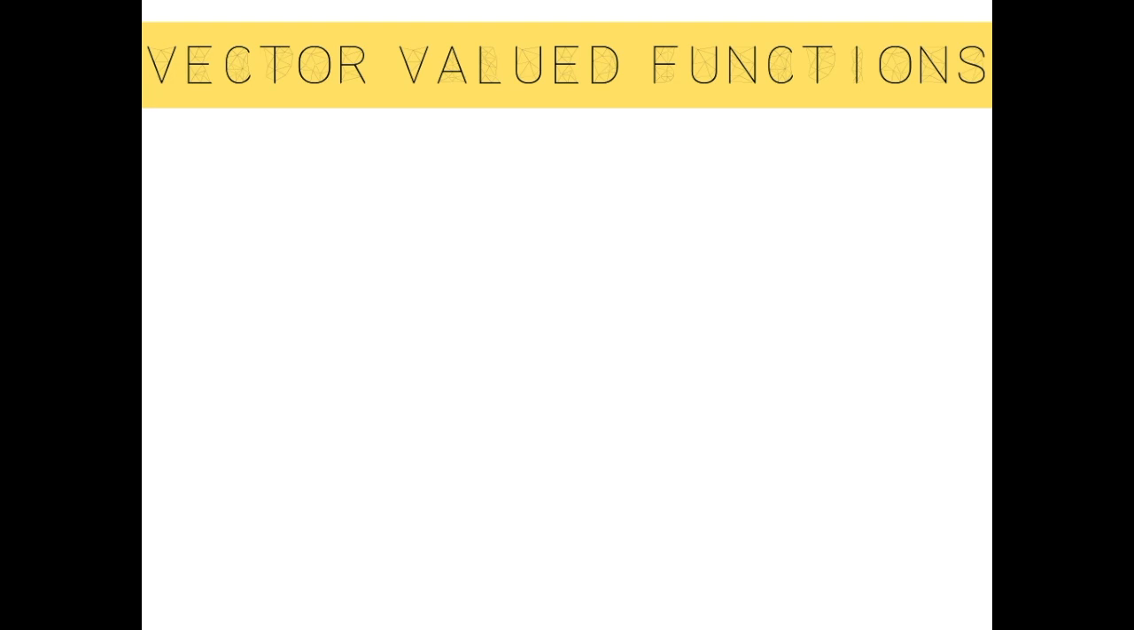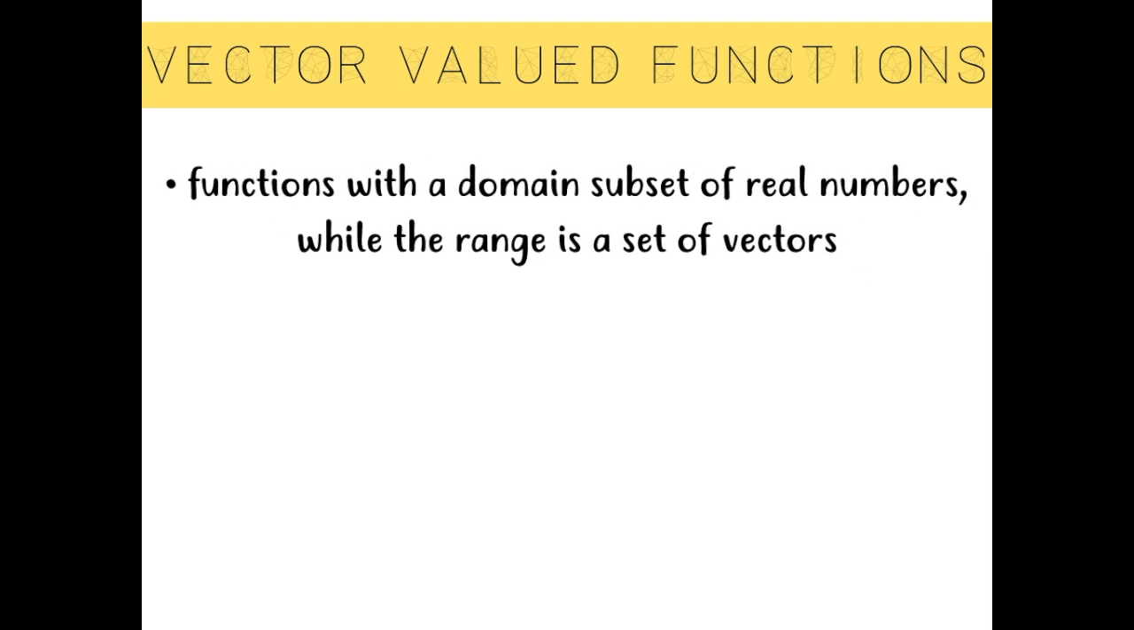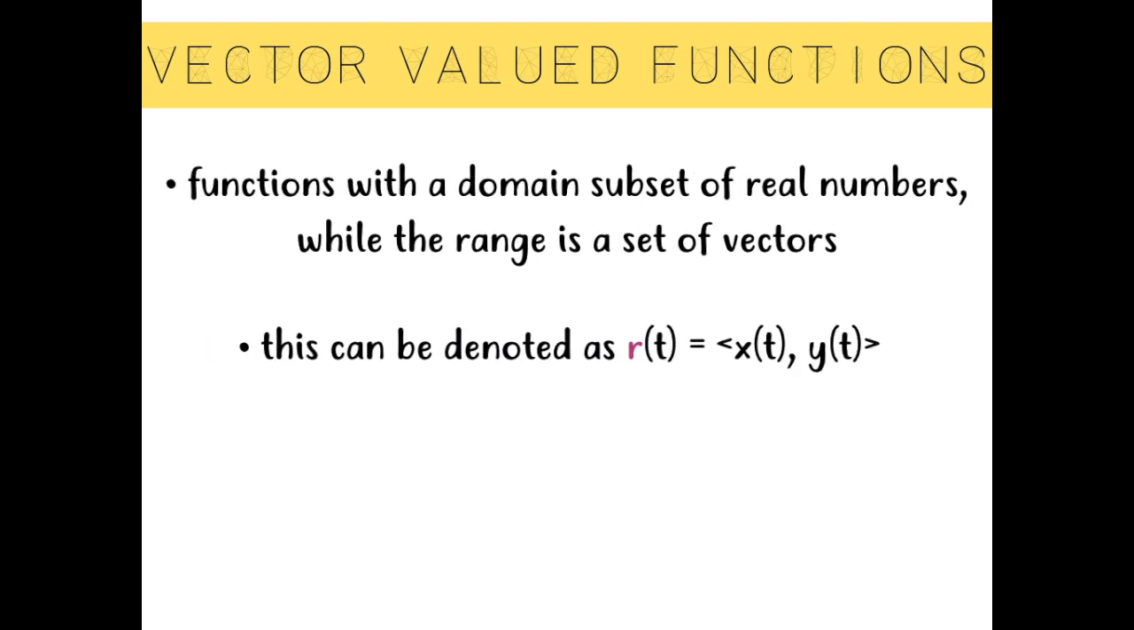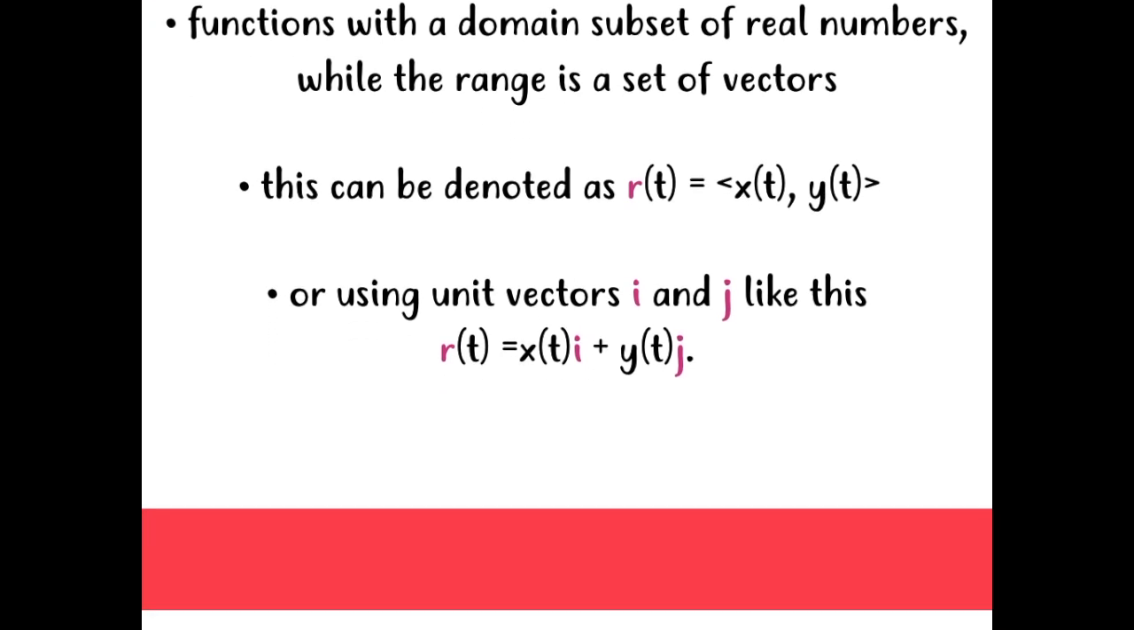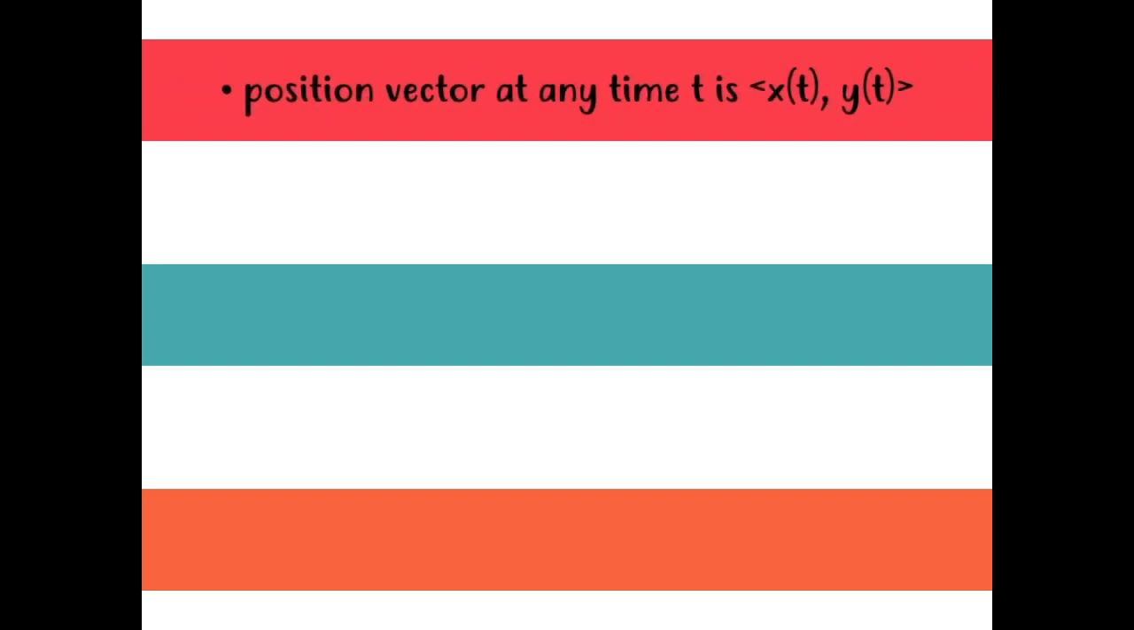Vector-valued functions. These are functions with a domain subset of real numbers while the range is a set of vectors. This can be denoted as the following, or through using unit vectors like this. There are three vector types that we can use to describe particle motion.